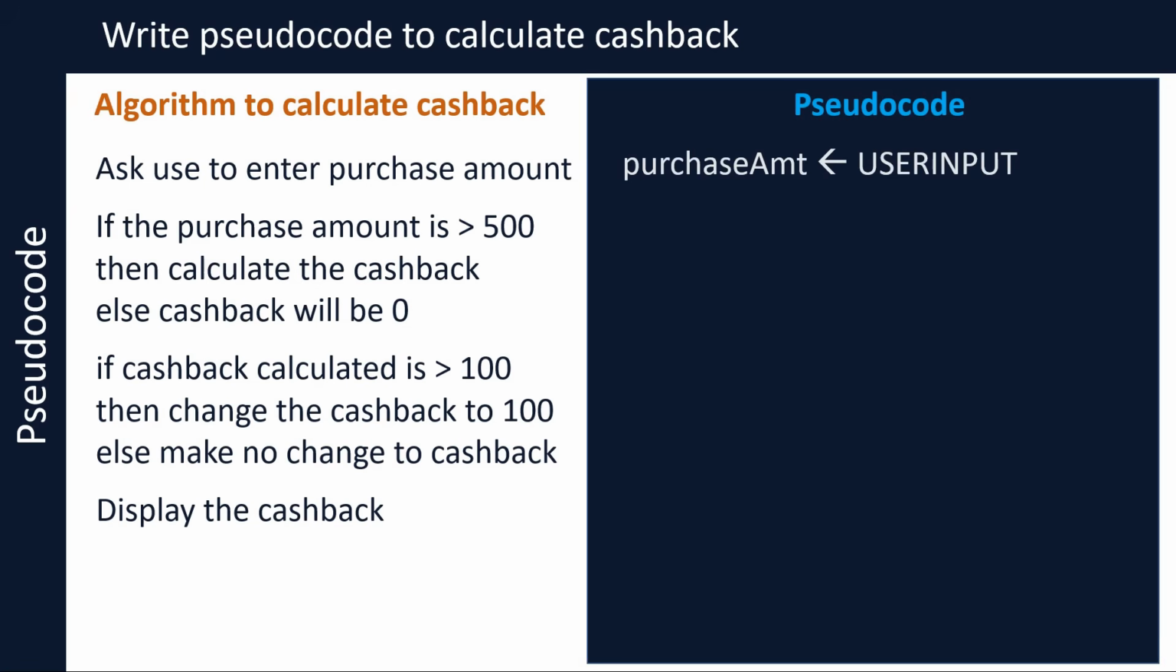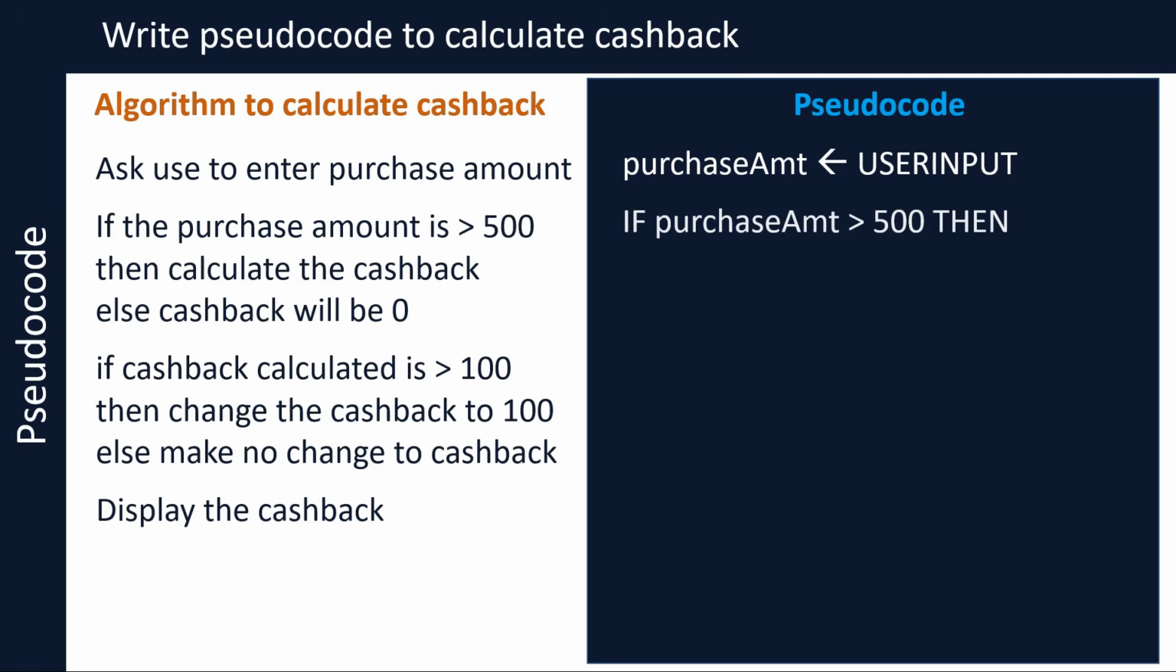In the next step, we are using a selection construct. Here, we are asking a question and making a decision. Is the value stored in the variable named purchase AMT greater than £500? If the answer is true, then we perform a certain operation, and if the answer is false, then we perform a different operation. We will use if, then, and else statements like previous examples to write this.